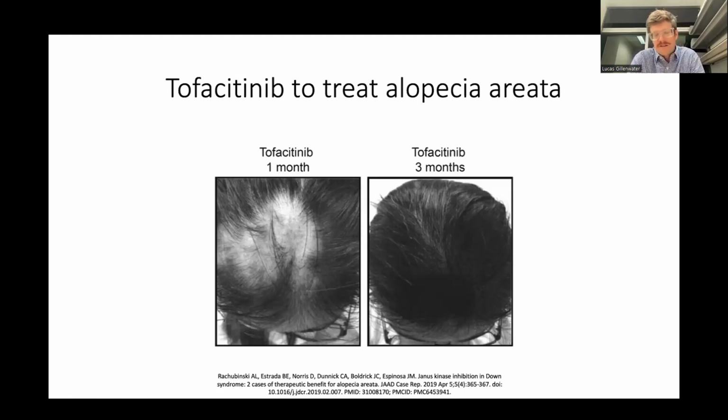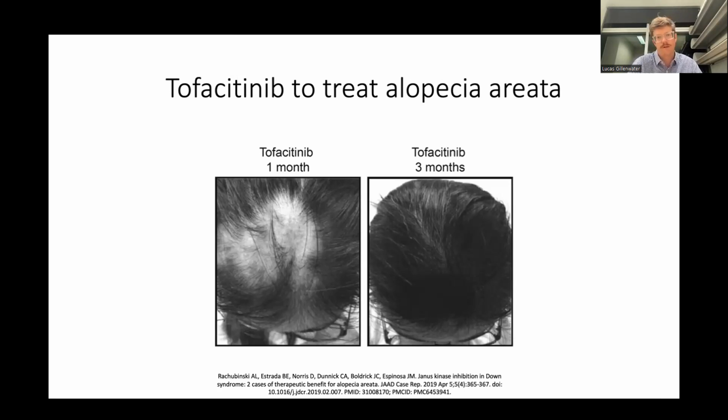And so here's an example of tofacitinib that was used to treat alopecia areata, a type of autoimmune disease, in people with Down syndrome. The left is 1 month, the right is 3 months. And I think that you can pretty clearly see that this person has grown back a lot of the hair that they have lost from this autoimmune disorder. And so tofacitinib was able to block that and shown great success in people with Down syndrome.